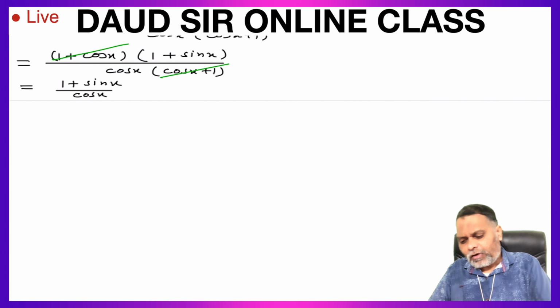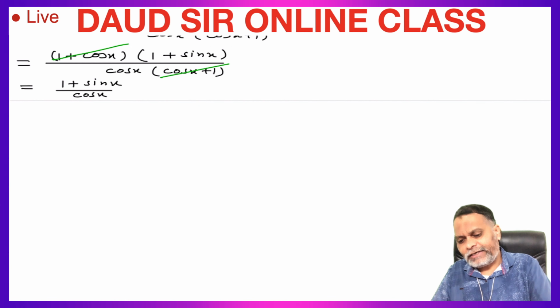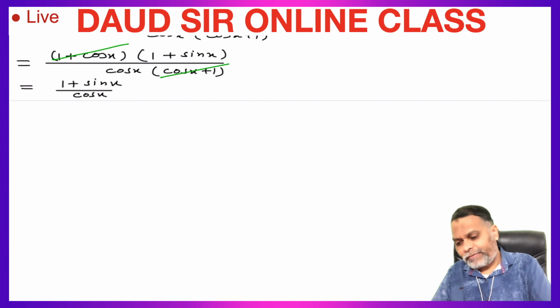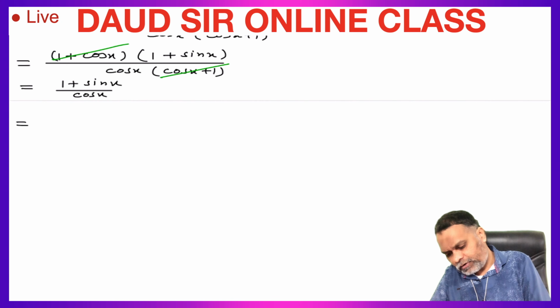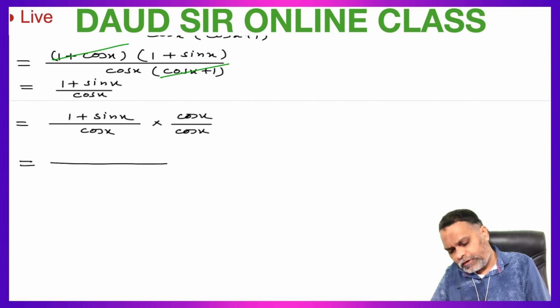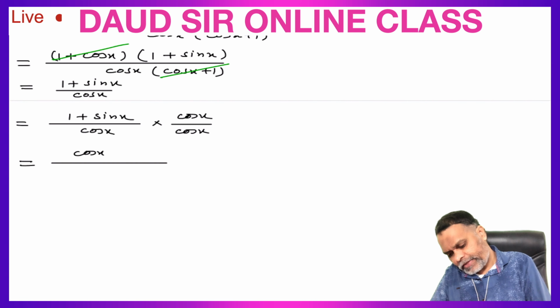In the denominator cos x is coming, in the numerator 1 plus sin x, but in our left hand side in the numerator cos x is there. So multiplying and dividing by cos x. For making the numerator cos x, we have to multiply and divide. Again we are rationalizing this. (1 plus sin x) upon cos x, multiplying by cos x and dividing by cos x. So this is cos x into (1 plus sin x), upon cos square x.